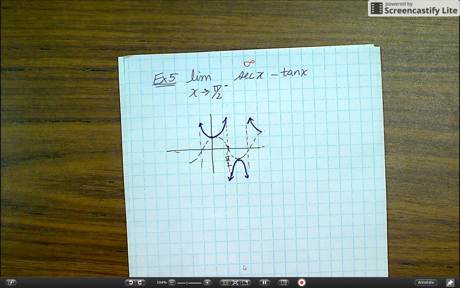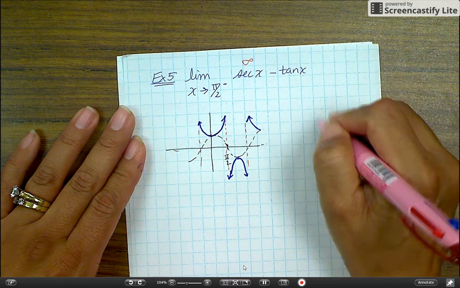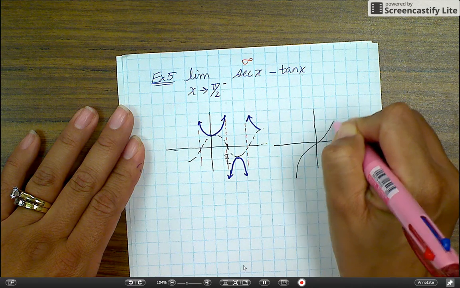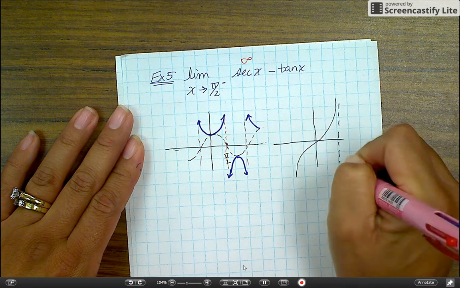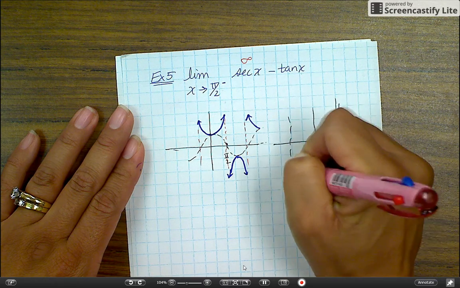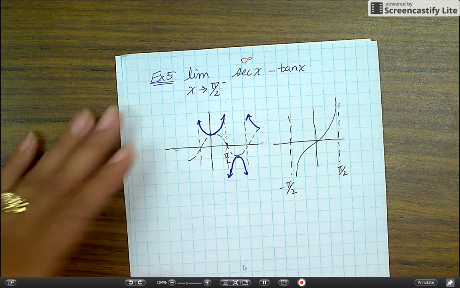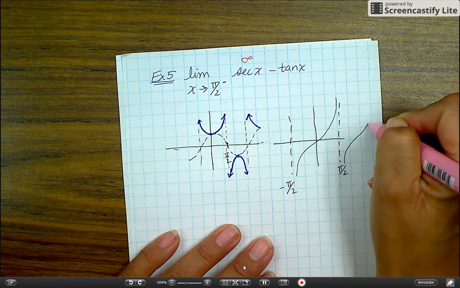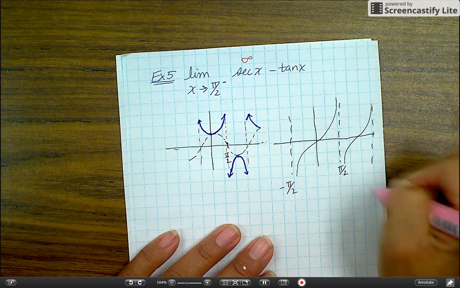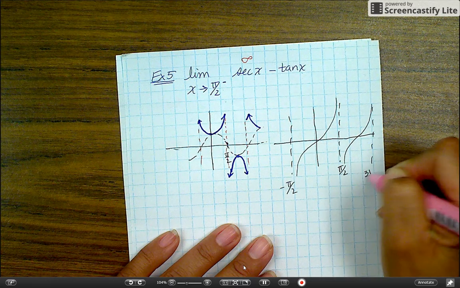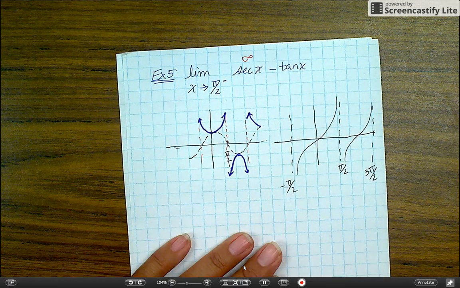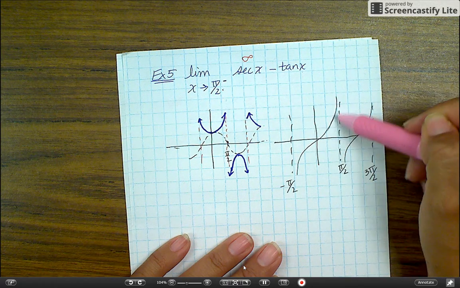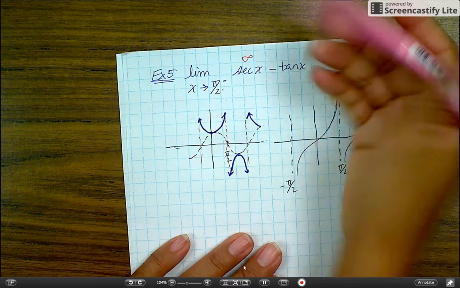Okay, now let's look at the tangent graph. If I look at tangent, it looks kind of like a cubic, but it has asymptotes. So at pi over 2 and negative pi over 2. And then, of course, it repeats. And 3 pi over 2. So now I'm looking as I approach pi over 2 from the left. So I look, ooh, and it is going off to infinity.